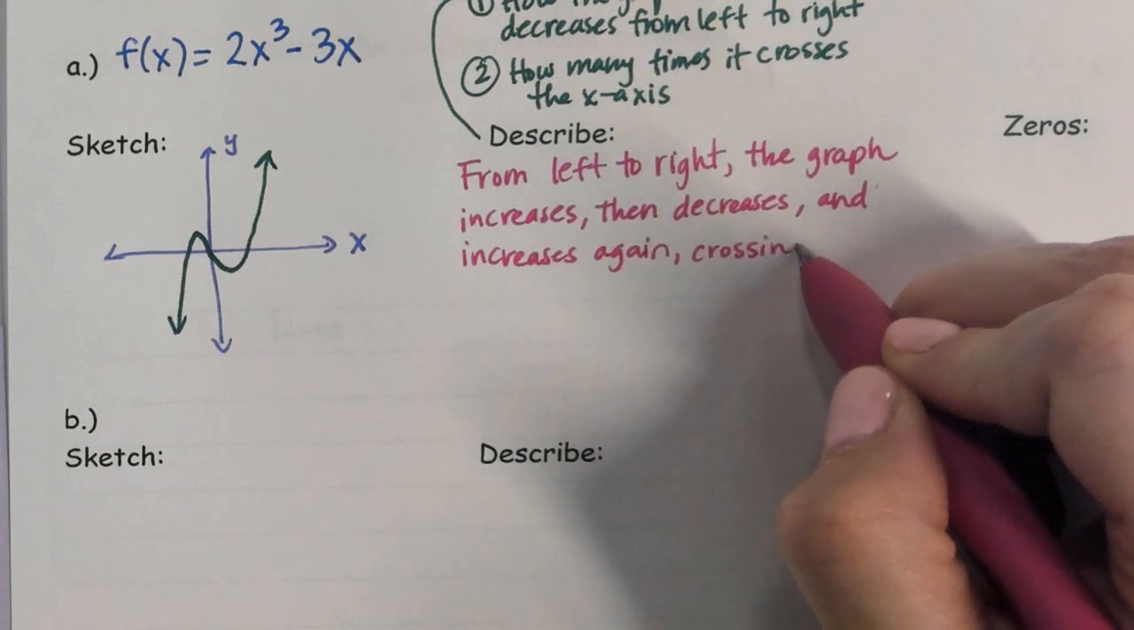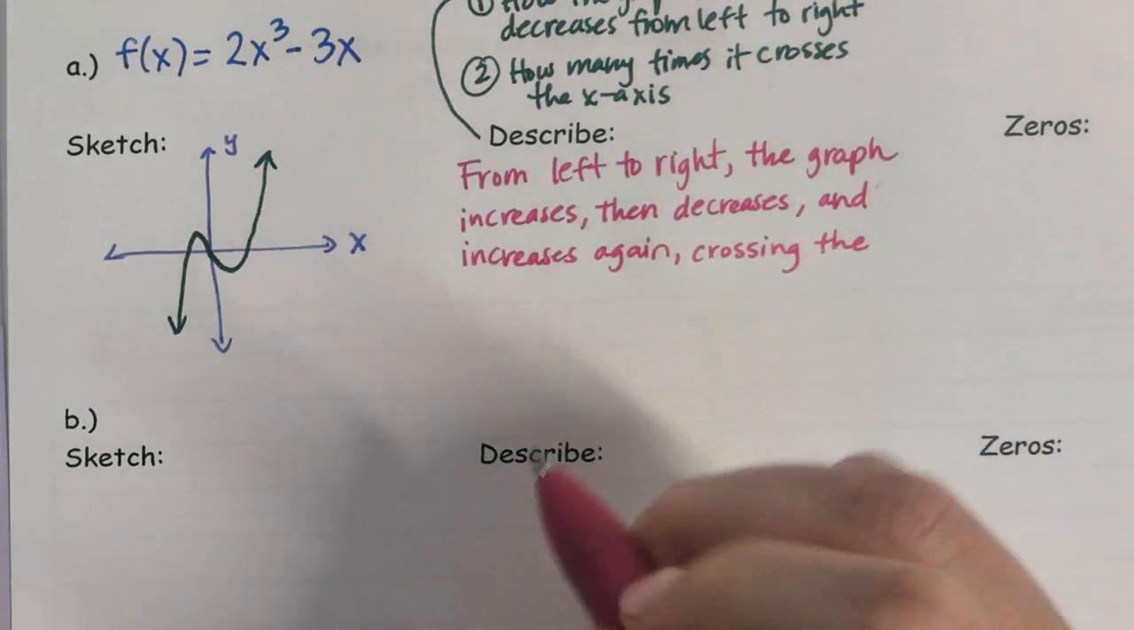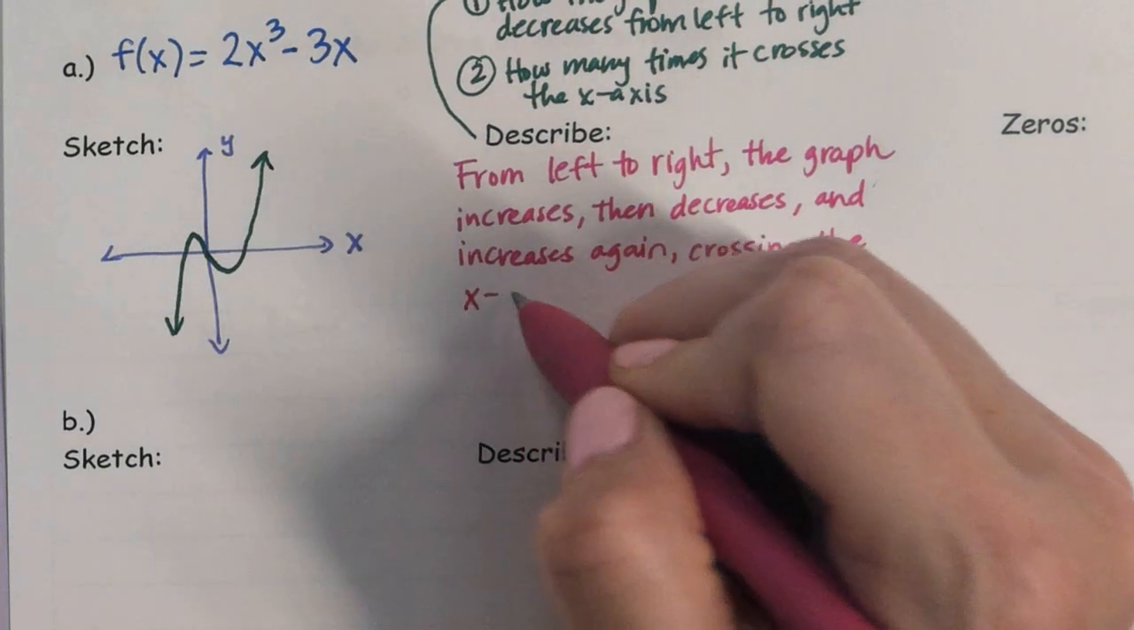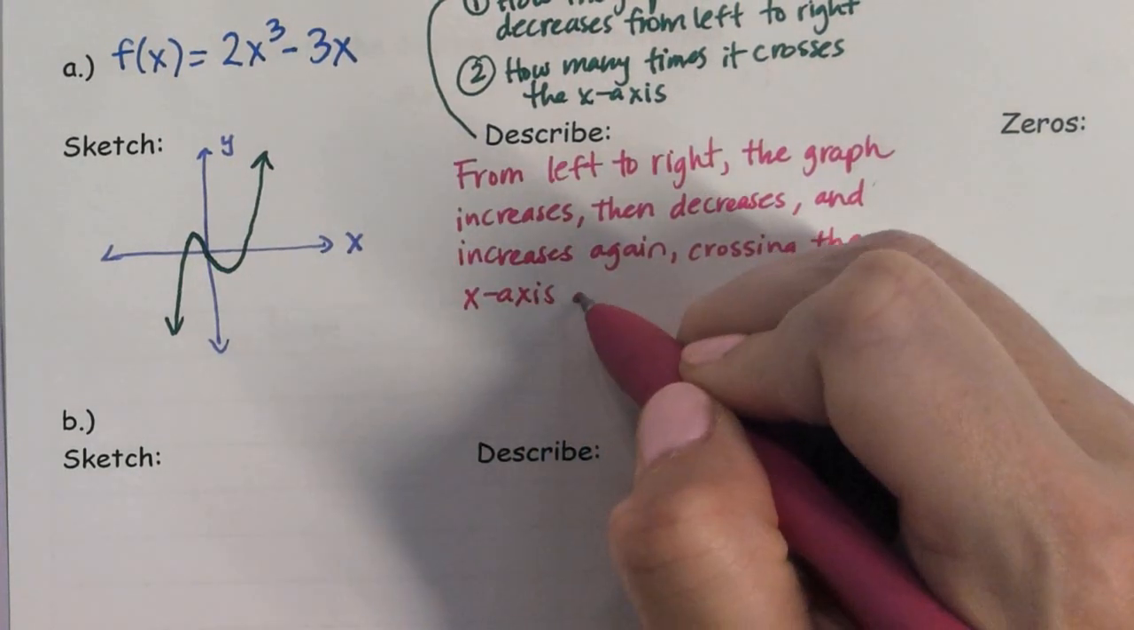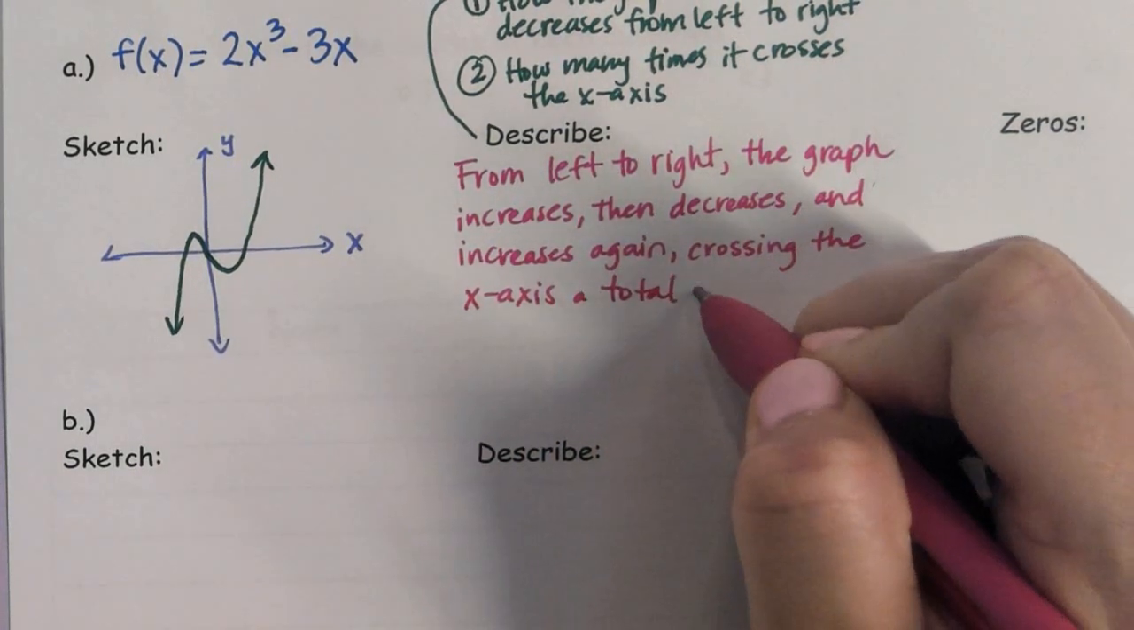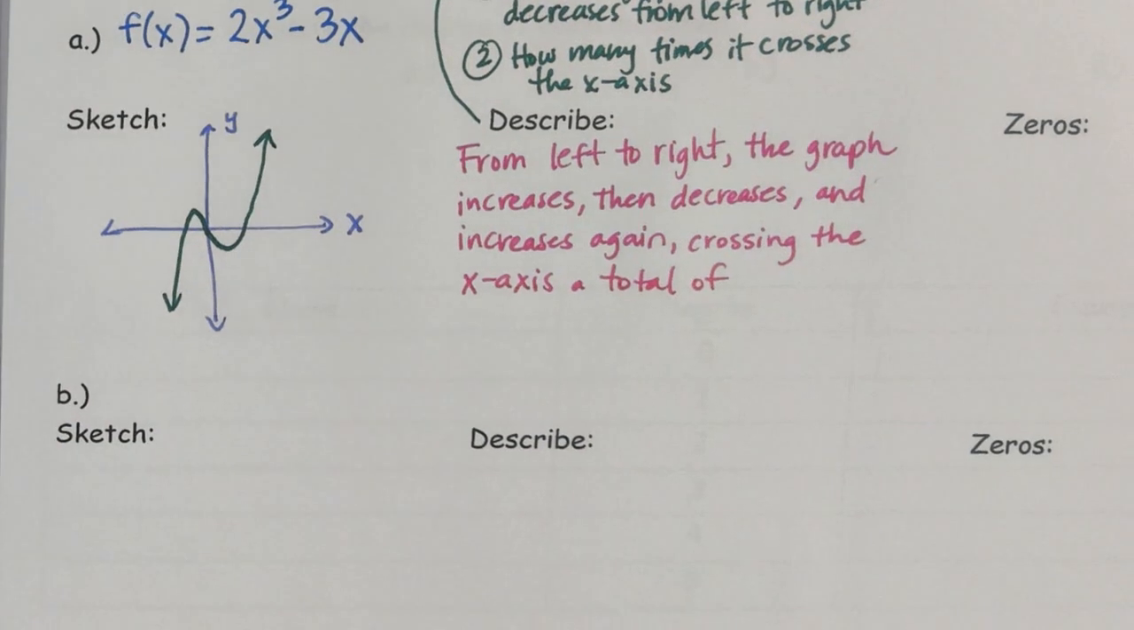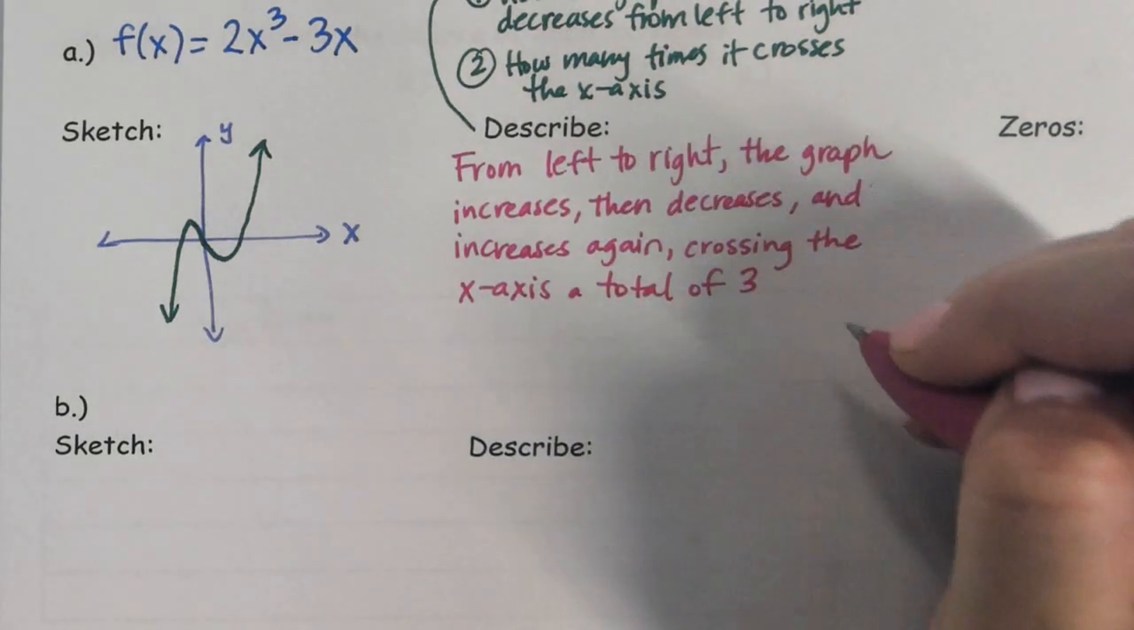Crossing the x-axis a total of, and then you're just going to tell me how many times. How many times? 3. Genius.